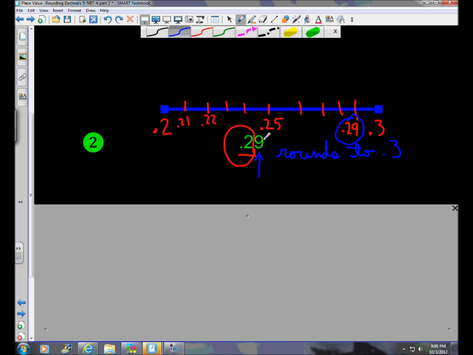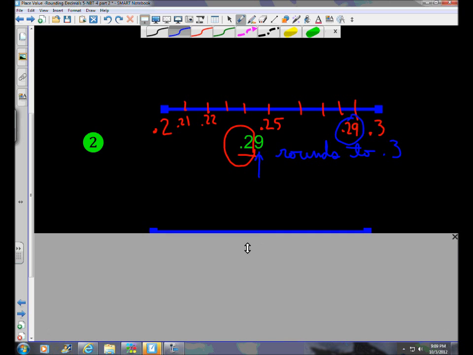And everything to the right of that, the arrow or the dividing line there, you can imagine the dividing line, everything to the right would be 0, and everything to the left would either bump up or stay the same. In this case, it's 9, it's greater than 5, much closer to the next tenth up there. So there's that 9, much closer to that tenth. It bumps up to the next tenth, so it would be 3 tenths.